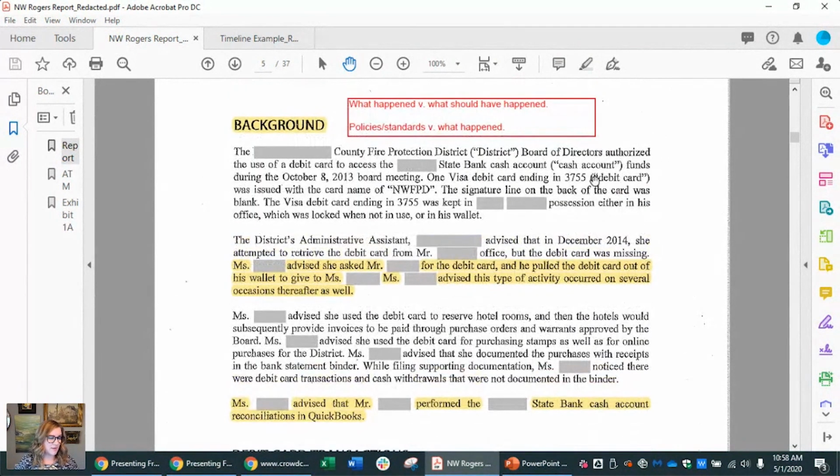I've pulled out a copy of a report, and I actually downloaded this from the internet. It was a report that was published in our local newspaper about a case, but I've redacted the names. I wanted it to be the public version of this report. So this is kind of old.